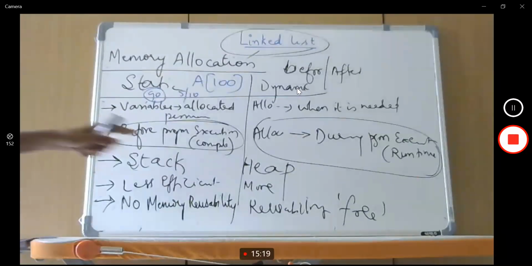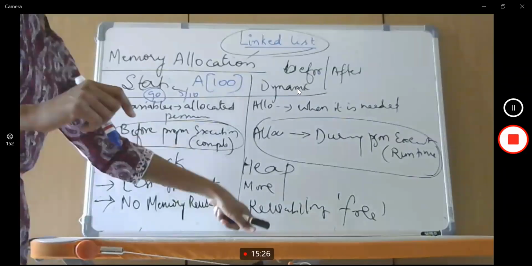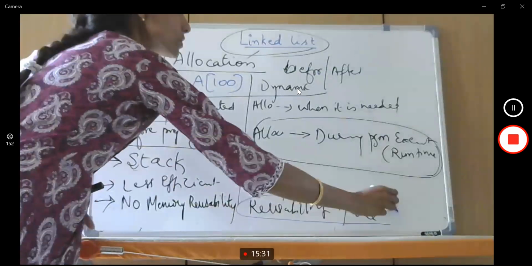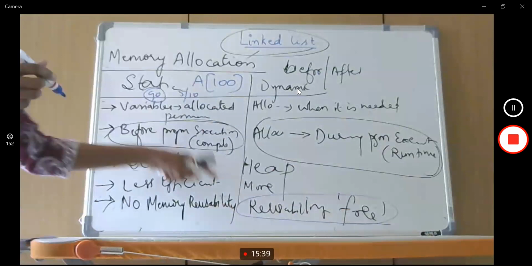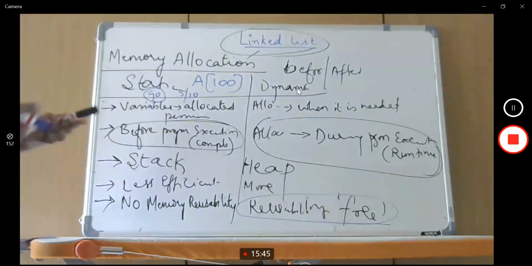Whereas in case of dynamic memory allocation, reusability is there. That means you can free the memory. If you are going to use a variable, you allocate memory to it and use that variable. Once the usage of that variable is over, you free that particular memory. So these are the differences and types of memory allocation, that is static memory allocation and dynamic memory allocation.